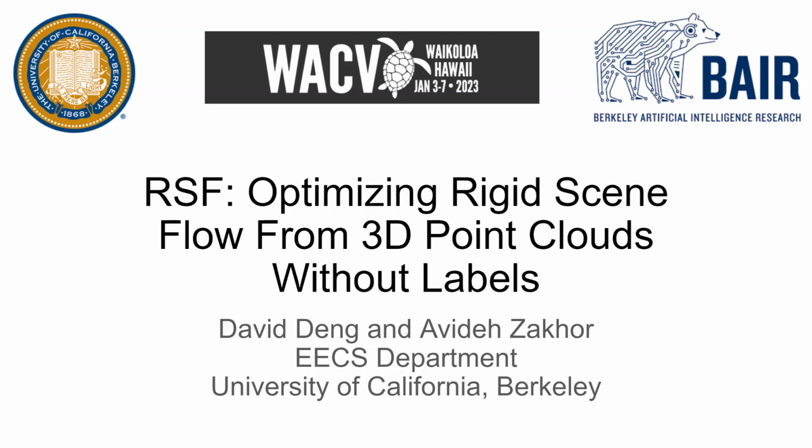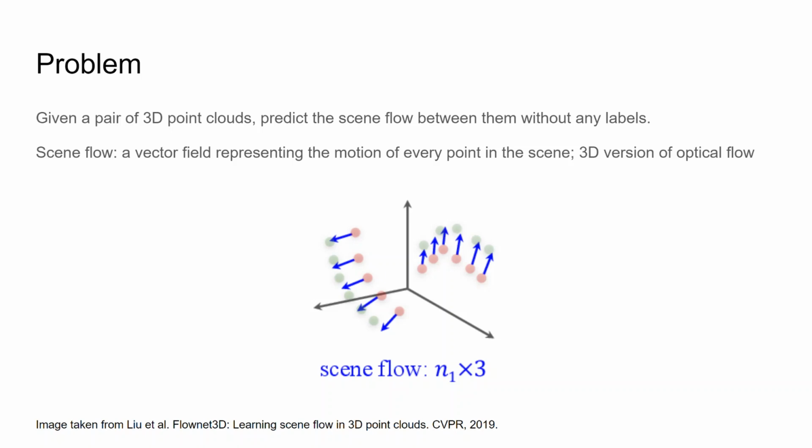Hi, I'm David, and today I'll be talking about our work on optimizing rigid scene flow from 3D point clouds without labels, specifically in autonomous driving settings. So the problem we are trying to solve is, given a pair of consecutive 3D point clouds, to predict the scene flow between them without using any labels. And scene flow is defined as a vector field denoting the motion of every point in the scene, or the 3D counterpart to optical flow.